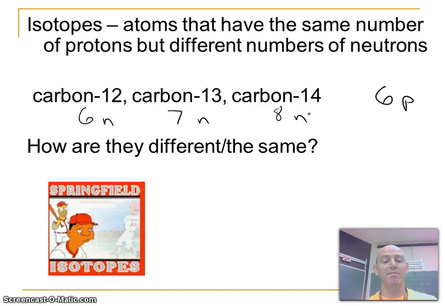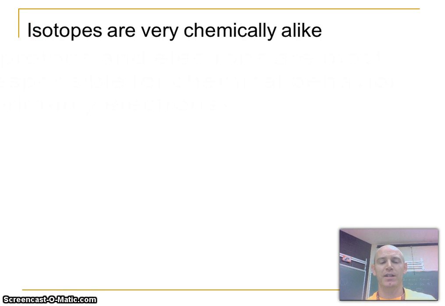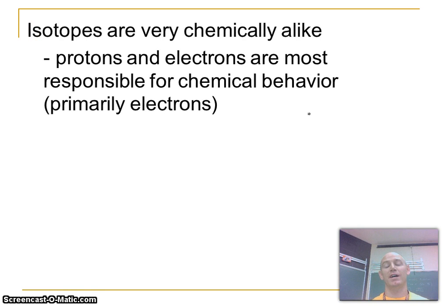So what's the same? Number of protons. But what's different? Number of neutrons. And isotopes are very chemically similar to each other. They might have slight differences, but for the most part, they're going to be very chemically alike. They are useful for different things when you start to talk about nuclear reactions. Certain isotopes are better for certain nuclear reactions, but we'll talk more about that when we get to the chapter on nuclear chemistry.